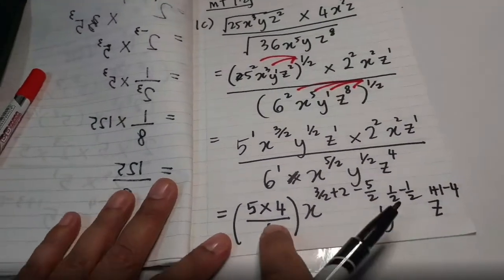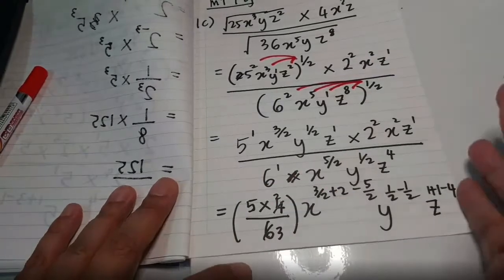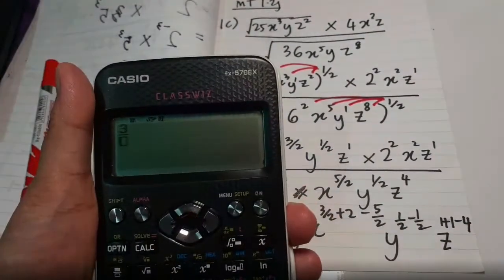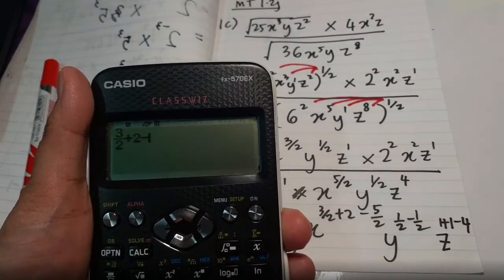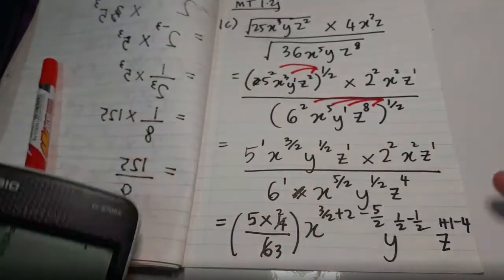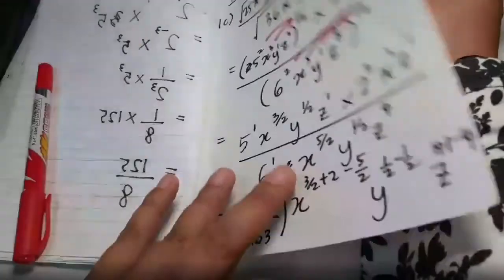Okay, next. 5 multiply 4 over 6. So I simplify. So I get 5 multiply 2, 10. 10 over 3. So this is 10 over 3. X power of 3 over 2. Okay, I solve the index. 3 over 2 plus 2 minus 5 over 2. So the answer is 1. Okay, so x to the power of 1. Y power of 1 over 2 minus 1 over 2, 0. Z equal to 1 plus 1, 2 minus 4, negative 2.